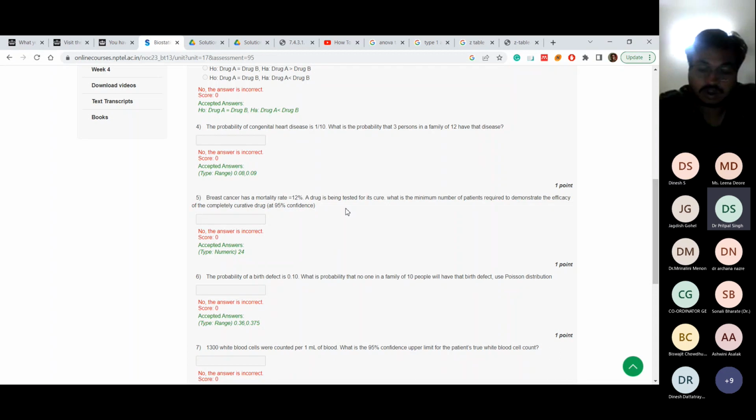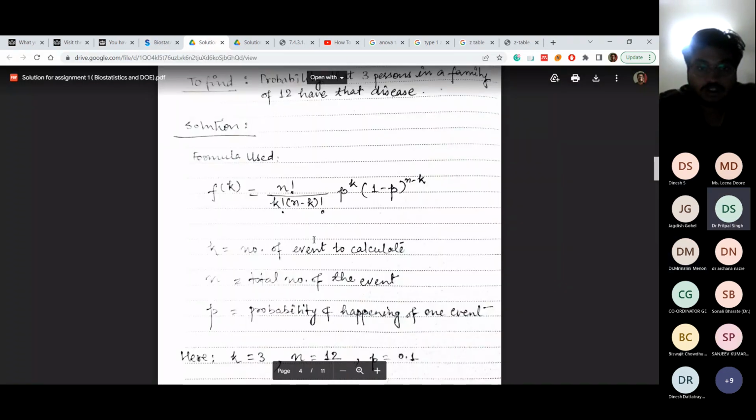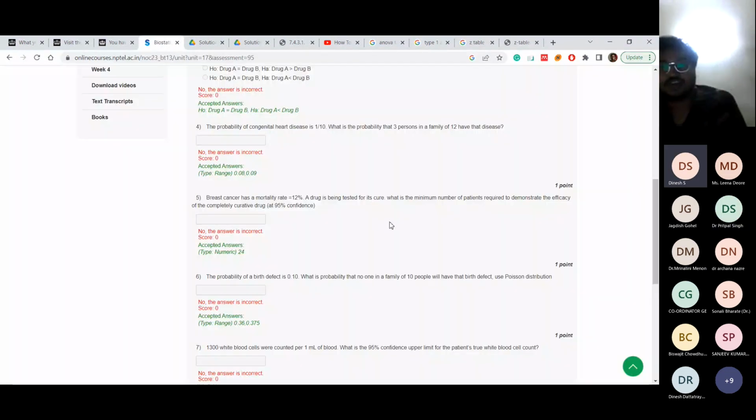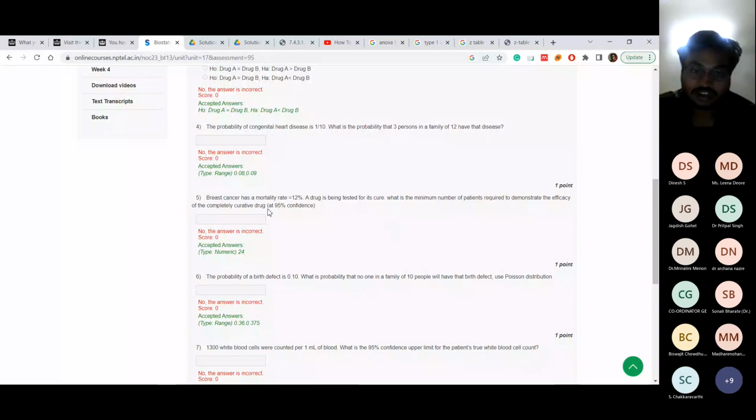It would have been always 24, you round it up to the next value. But then 23.4 will be rounded off to 23, isn't it? No. If you have 23 patients, you can't get a confidence of 95%. You need 23.3 or 23.4 patients, right? So for that 0.4, you need one more patient.